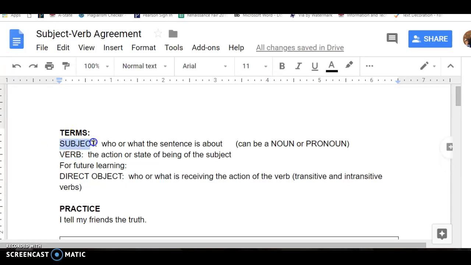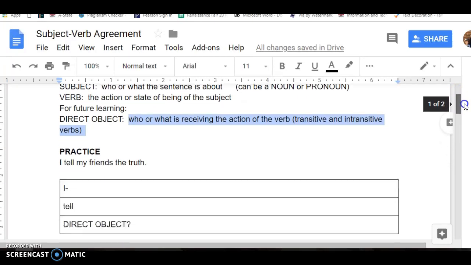Now, the way that you know your subject in a sentence versus your direct object, which is sometimes confused with your subject, is that your direct object is who or what is receiving the action of the verb. Now, this is going to matter a lot next week whenever we talk about transitive and intransitive verbs. But when you're talking about direct objects, you're talking about who or what is receiving the action of the verb. So let's just take a look at an example so that way we can begin to distinguish these three things.